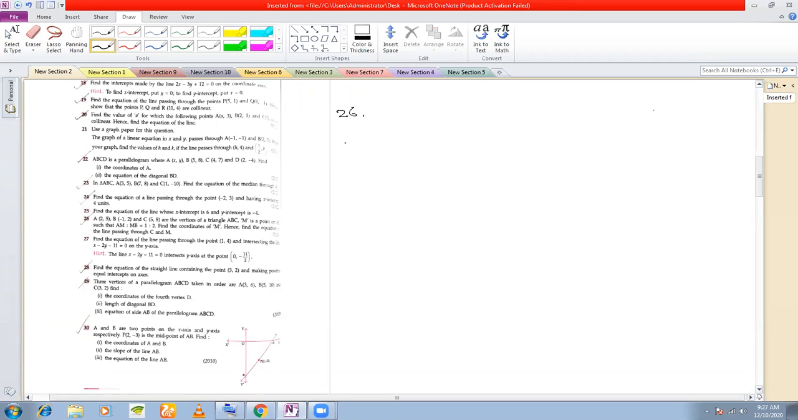Now the question here is: A, B, and C are the vertices of a triangle ABC. Okay, the coordinates of the vertices of a triangle are given. Let us draw a triangle here. The coordinates of the vertex A is (2, 5), B is (-1, 2), and C is (5, 8), are the vertices of triangle ABC.